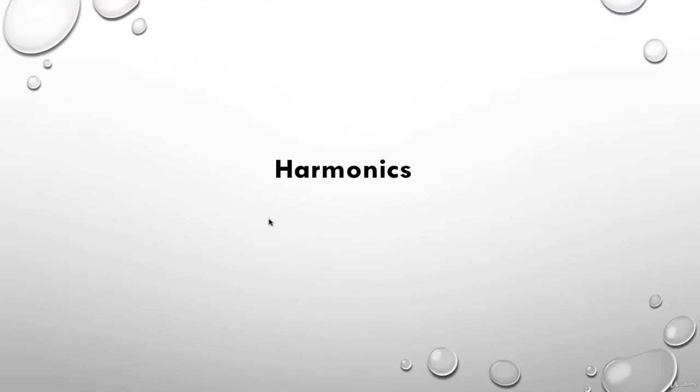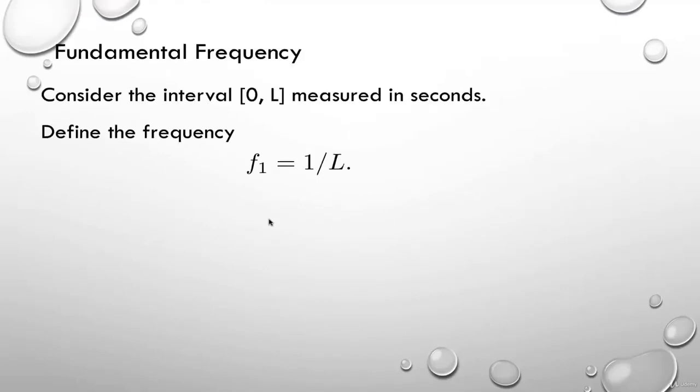So let's talk more about harmonics. We mentioned this in lecture 1, but if I have an audio signal from 0 to L, then the fundamental frequency is 1 over L. So if this is the period, the frequency is 1 over L, and this is the fundamental frequency. This is the frequency that completes one cycle in this interval. That's why it's called the fundamental frequency. It does one cycle in the interval.